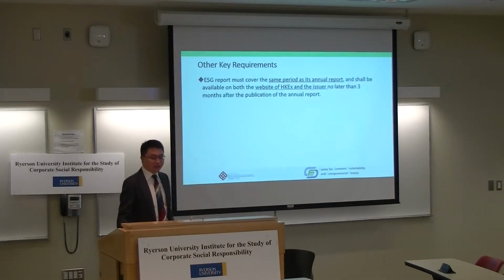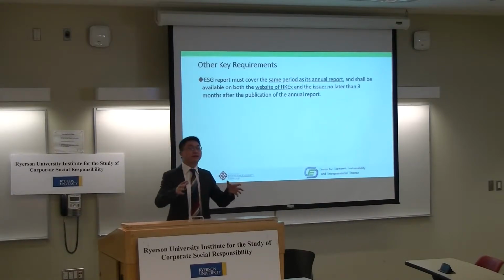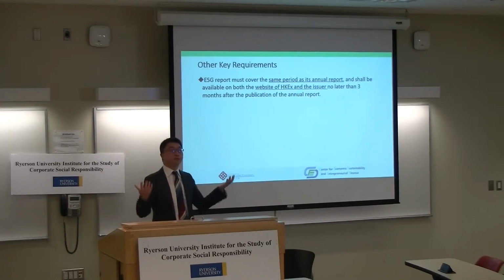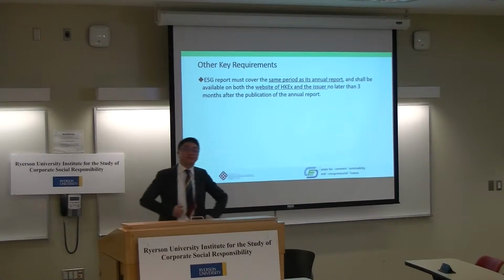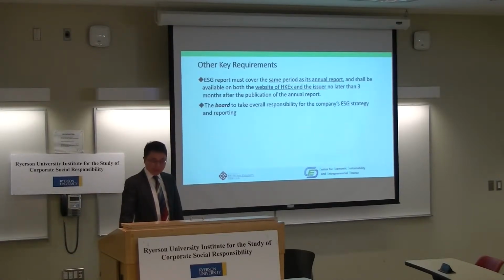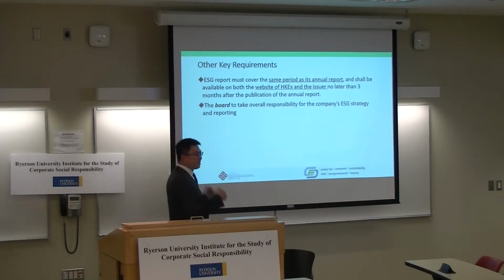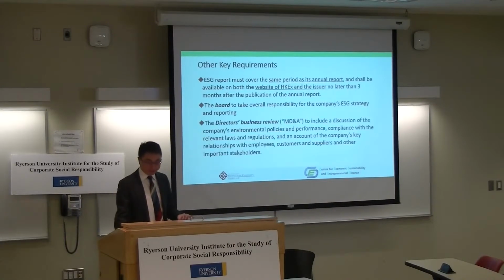Other than these key KPIs, there are requirements that the ESG report must cover the same period as your annual report, which is reasonable, and then must be issued no later than 3 months after the publication of the annual report. So there's a timeline. You must do this. And in order to make sure that the management does seriously take ESG into account, it says who is accountable. Board is accountable, takes overall responsibility for reporting.